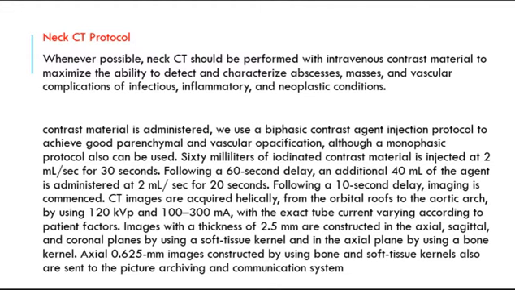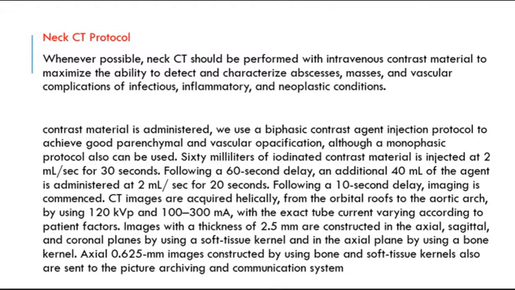We have 60 ml of iodinated contrast material. We inject it at 2 ml per second for 30 seconds. Then after a 60-second delay, we add another 40 ml of the agent, injected at 2 ml per second again for 20 seconds. Then after a 10-second delay, the imaging is commenced. The CT image is done helically, from the level of the orbital roof up to the aortic arch.